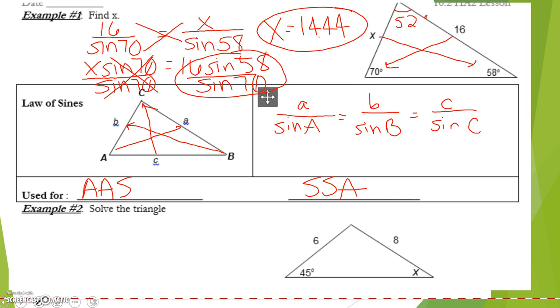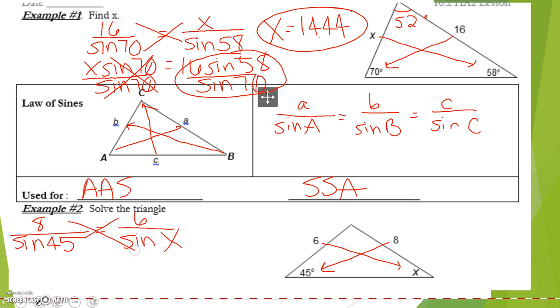So for example 2, I'm given two sides and an angle, but I'm given a side across from the angle, so I can do it. It says solve the triangle, so we're solving for everything. So I'm going to use the ratio that they gave me, so the side over sine of the angle across from it. And I'm going to use the side that I have left over, that's going to go on top. And I'm trying to find the angle, so I'm going to find the angle across from it, x.